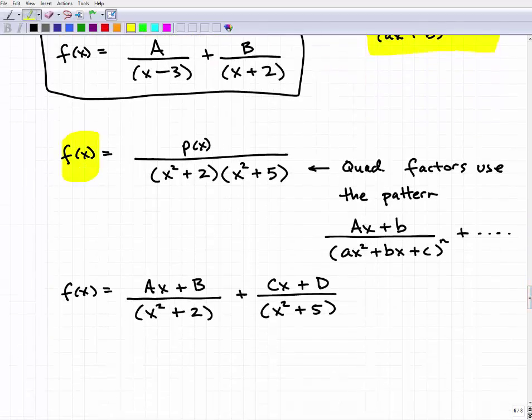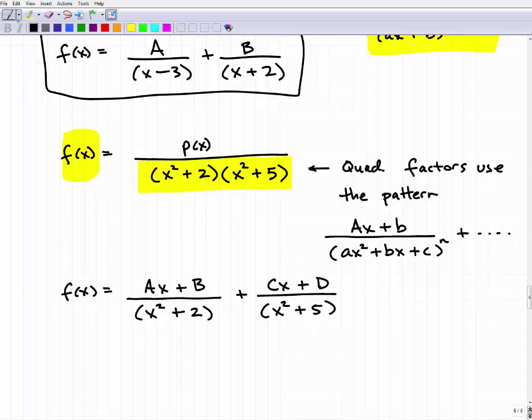All right, so here is a function. Let's write the decomposition form for this one. Let's study the denominator. We have these factors down here. You have to ask yourself, can these be factored anymore? No, we cannot factor them. You don't want to be using square roots or anything like that. X squared plus 2 and x squared plus 5 are pretty much factored out.